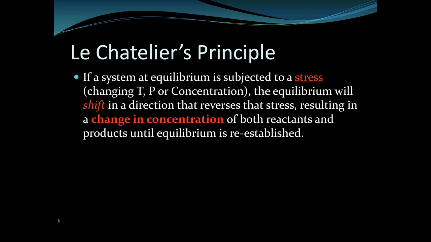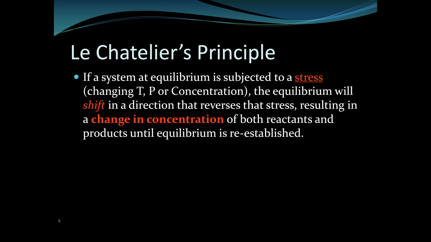So, let's look at Le Chatelier's principle. If you take a system at equilibrium and subject it to a stress, which is defined as anything that disproportionately affects reaction rate of either the forward or reverse reaction, this can be in the form of changing the temperature, pressure if it's a gas, or concentration if it's a solution. The equilibrium will shift in a direction that reverses the stress, which will result in a changing concentration of both reactants and products until you reestablish equilibrium.